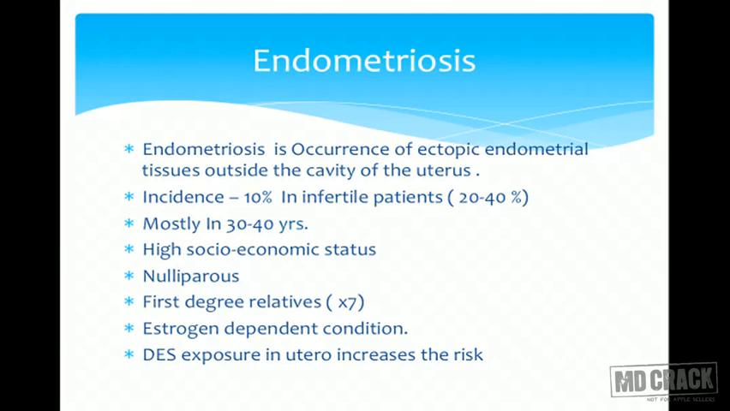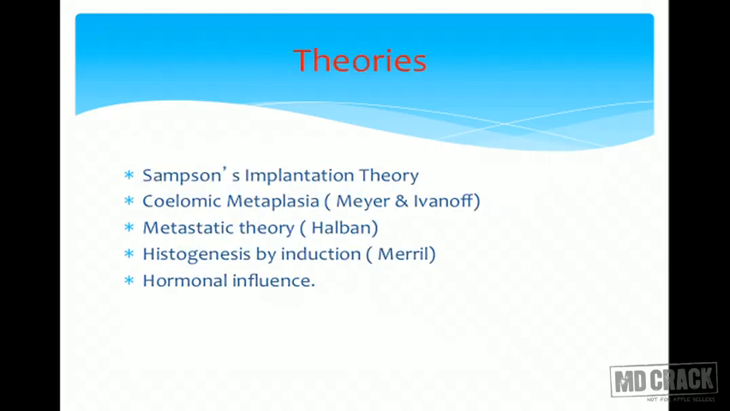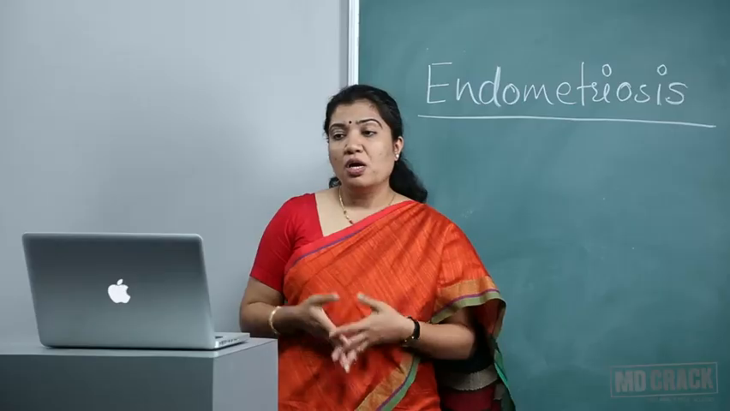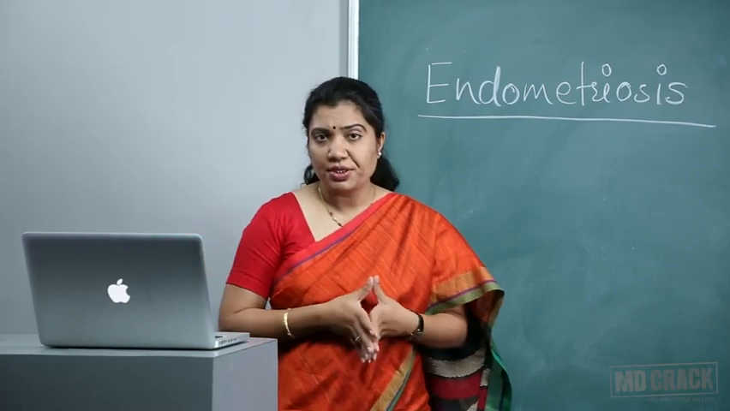It's an estrogen dependent condition. DES exposure in utero increases the risk of having endometriosis later in life. There are many theories put forth as to why this endometrium gets implanted ectopically. The common or the first theory is Sampson's implantation theory.